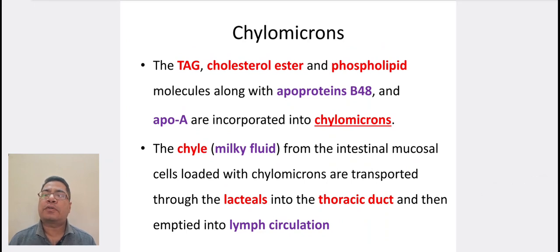Coming to chylomicrons, the triacylglycerol, cholesterol ester, and phospholipid molecules, along with the apoproteins A and B48, are incorporated into chylomicrons. The chyle, that is the milky fluid from the intestinal mucosal cells loaded with chylomicrons, is transported through the lacteals into the thoracic duct and then emptied into lymph circulation.